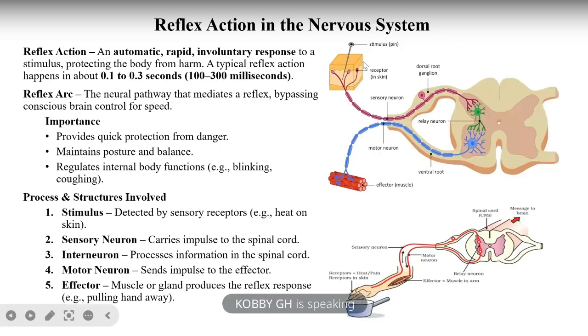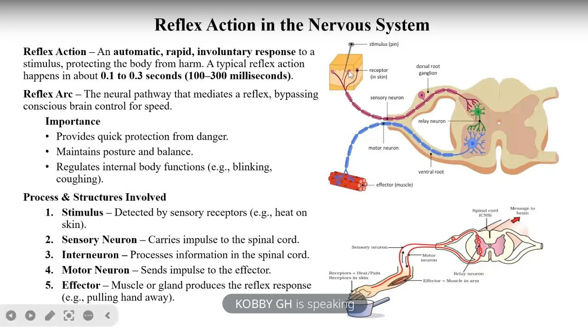So this is how a reflex acts. The sensory neuron will pick up the information. Now, which part of the neuron do you think is picking up the information? Which part of the neuron would you call the dendrite? The dendrite. So it will pick up the information.